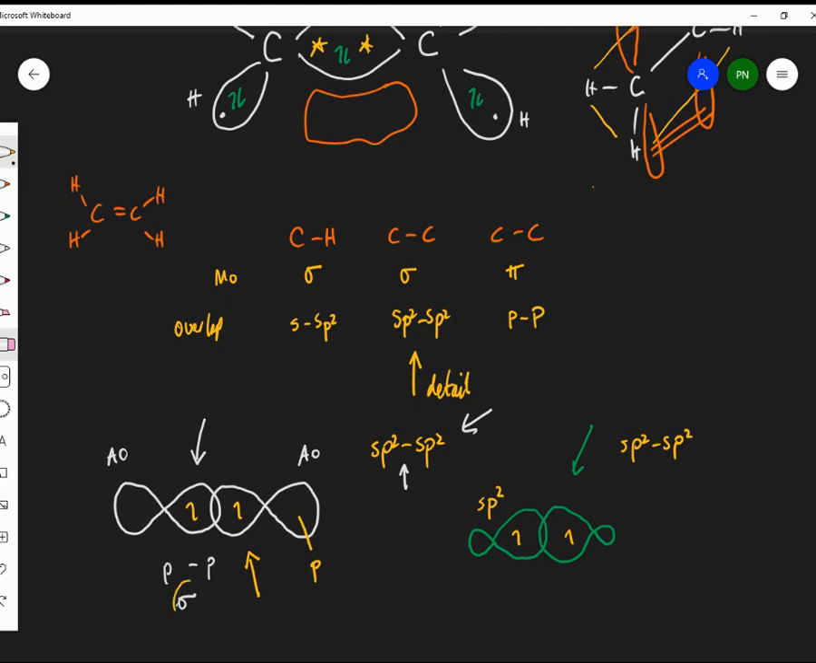Actually, I've given it away there. It's sigma. If I overlapped an sp2 and an sp2 like this, what kind of molecular orbital would I get? Don't be shy, try and get this one. Again, it's a sigma. Are we good? Is everyone good? Apart from Laurel, is everyone else good?